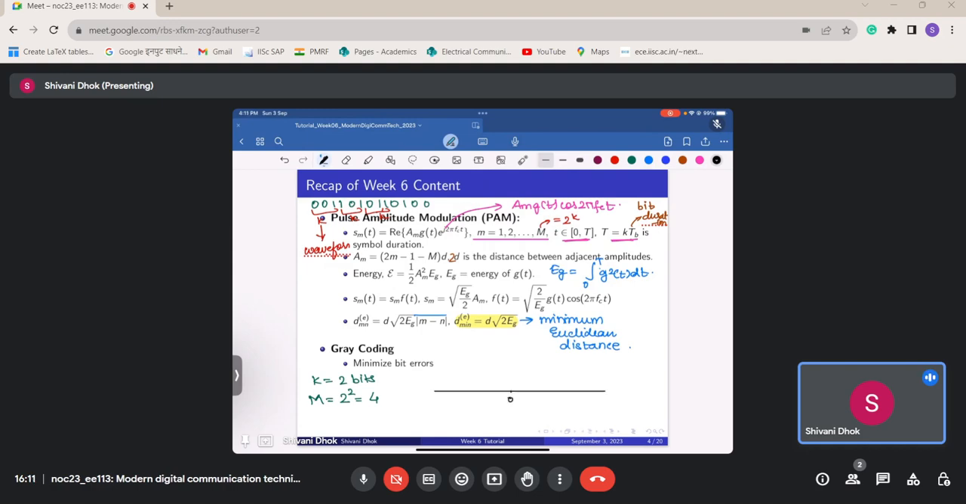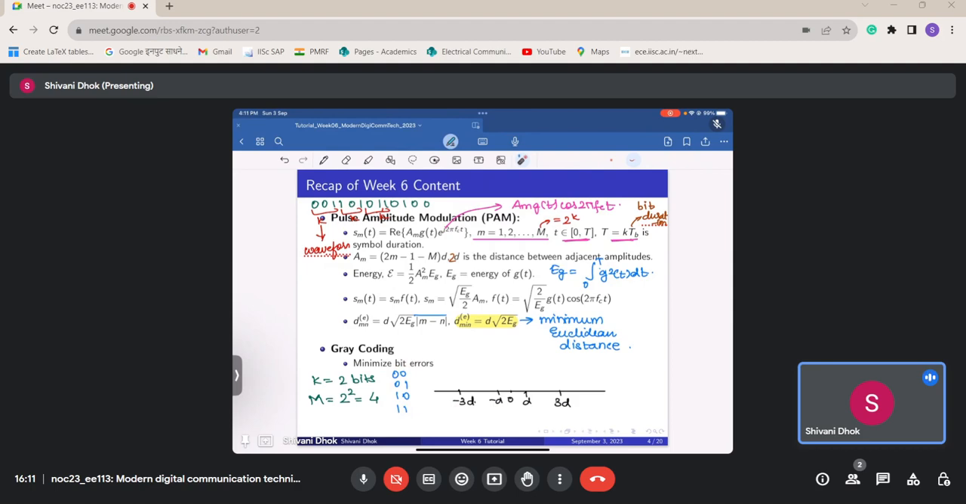plus d, then minus d, 3d, and minus 3d, and the possible combinations of these two bits are 00, 01, 10 and 11. So how to designate these four possibilities to all of these signal or constellation points?